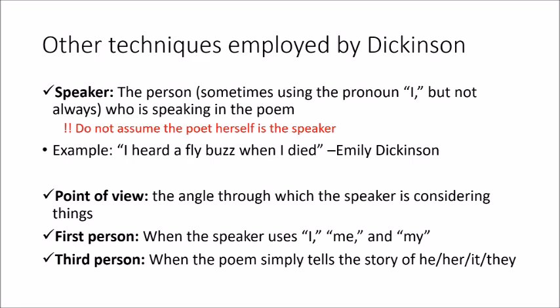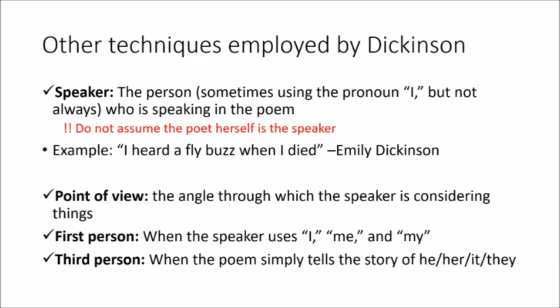Now, there's a few other important terms to connect to the idea of speaker, and really these are all related. So the speaker gives us an idea of the point of view of the poem. So the point of view is just the angle through which the speaker or the poem is considering things. You might be considering it through one particular angle of a young woman, or another particular angle of a fictional man, or another particular angle, maybe a character or an animal or something who has no actual way of telling us what they think. These are all different points of view that a poet might choose to express their poem through.